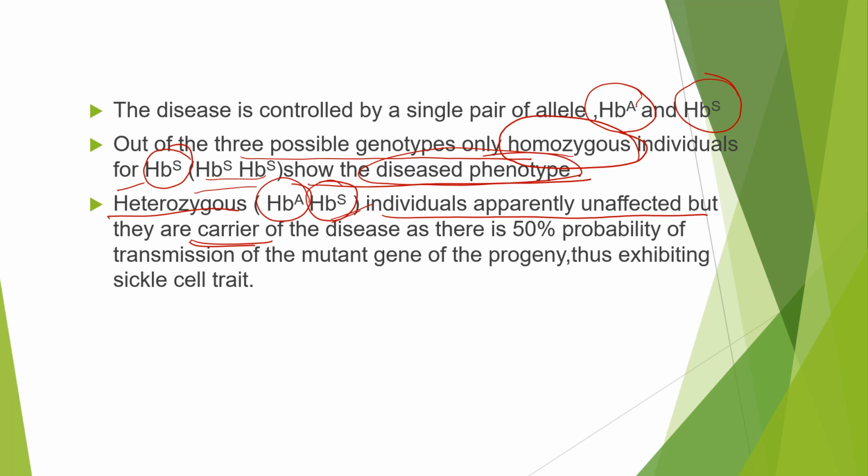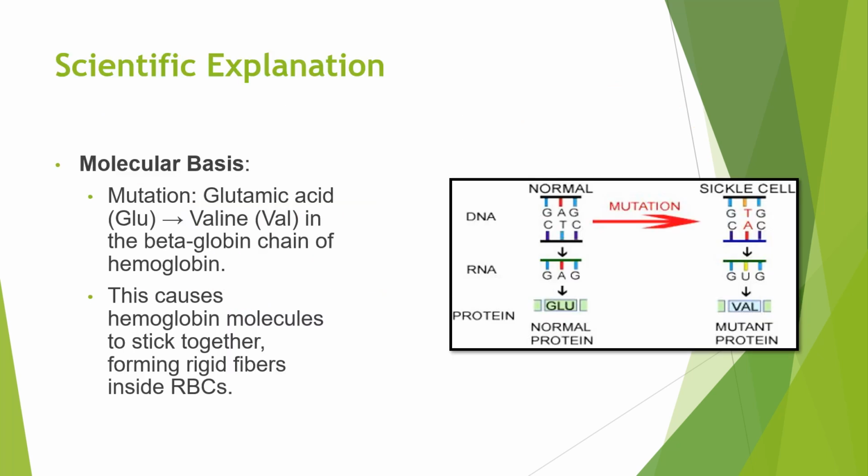Therefore, there is a 50% probability of transmission of the mutant gene to the progeny, thus exhibiting the sickle cell trait. Just now we said that if both the parents are carriers, only 50% chances are there of the progeny exhibiting the sickle cell trait. Okay. Now we will move on to the next parts, where we will discuss the symptoms and other things of sickle cell anemia. Now, what is the molecular basis or scientific explanation of sickle cell anemia?